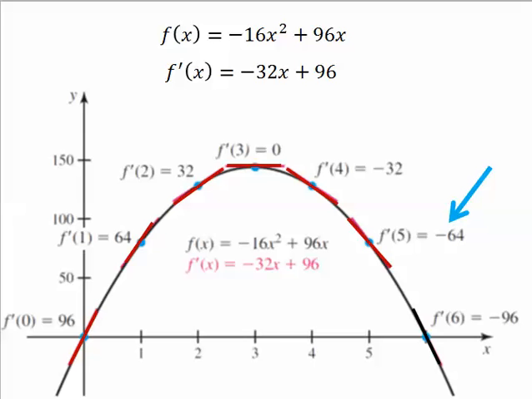When time equals 5, I have a negative slope, a negative velocity, but I can see that my speed is increasing. I went from negative 32 to negative 64. And then at impact, I'm back to a speed of 96 feet per second, but my velocity is negative 96 because it's going down.